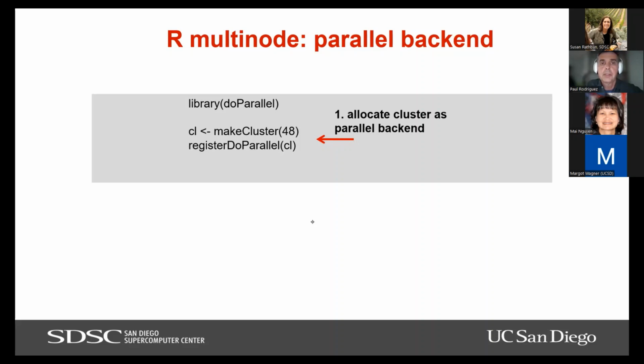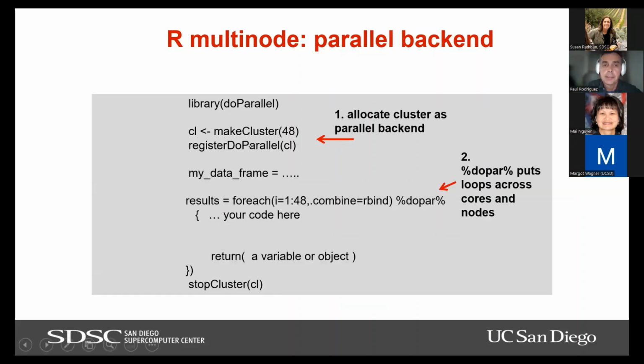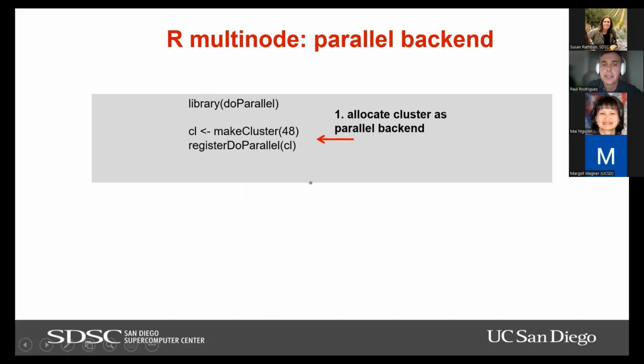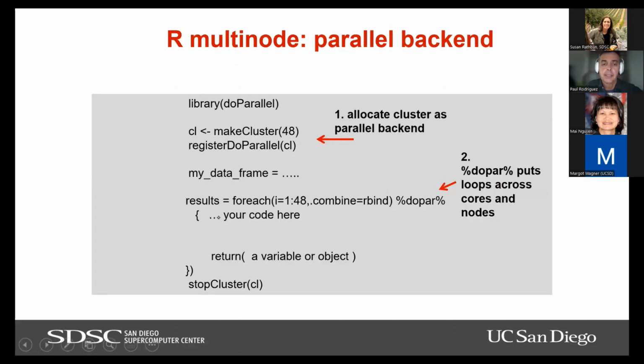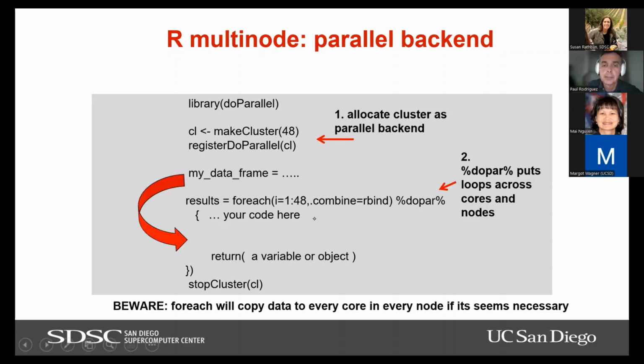There's also an option in R to do multi-node. It's very similar to what we just saw, except you are allocating a cluster as a parallel backend. The commands are basically the same, with a dopar, except now you have to worry more about memory management, because instead of just copying data across cores, you might have to copy data across nodes. If you're copying data across nodes and maybe have some more interaction, it may not be efficient.